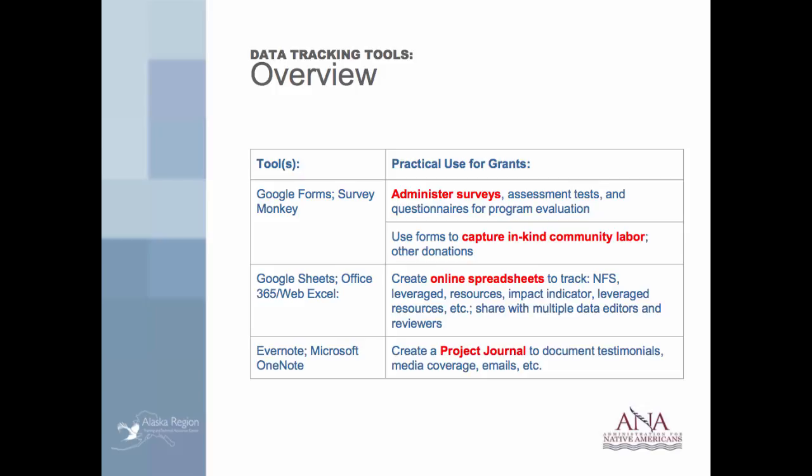Well, there are really a whole range of tools out there that could help you do that. Google Forms and SurveyMonkey. Most people are familiar with SurveyMonkey, but Google Forms is a similar tool, and I think it's effective, just like SurveyMonkey is effective, and it does automatic data analysis with your data. You can use Google Forms or SurveyMonkey to administer surveys, assessment tests and questionnaires for your program evaluation. You could also use these forms to capture in-kind community labor.